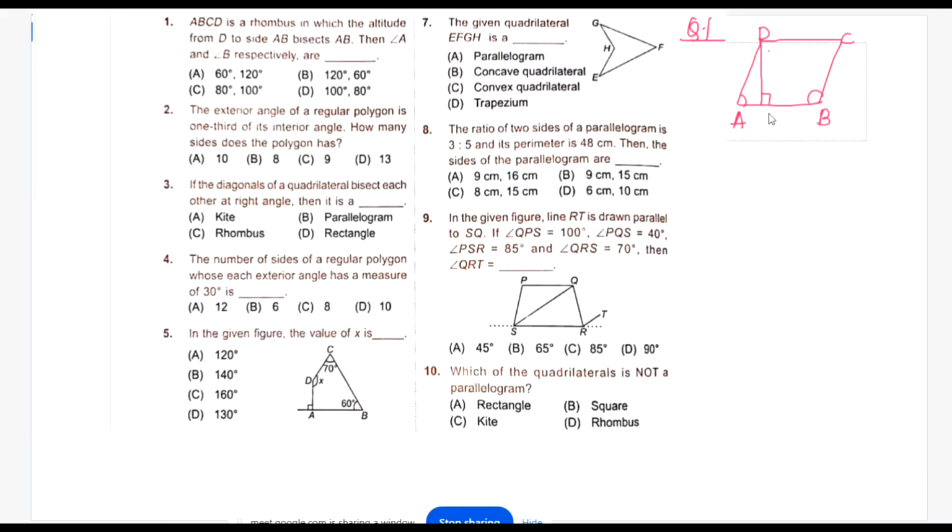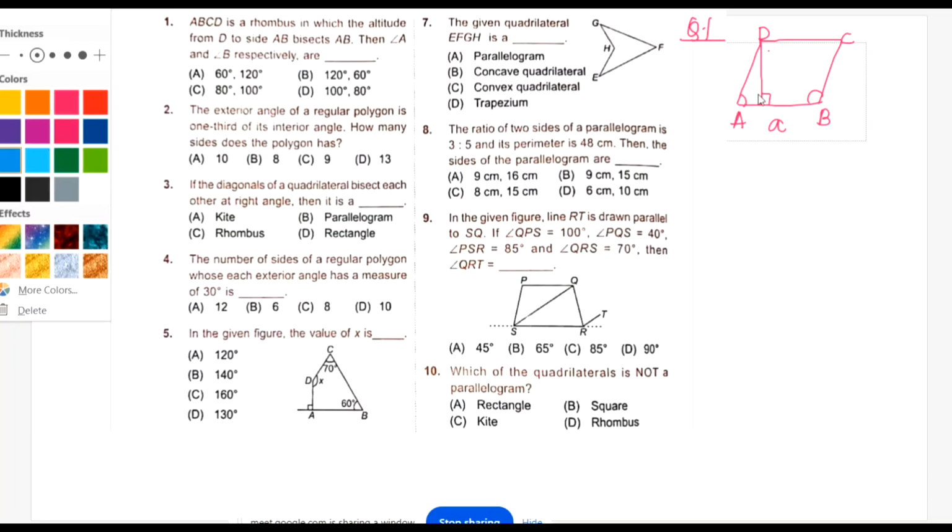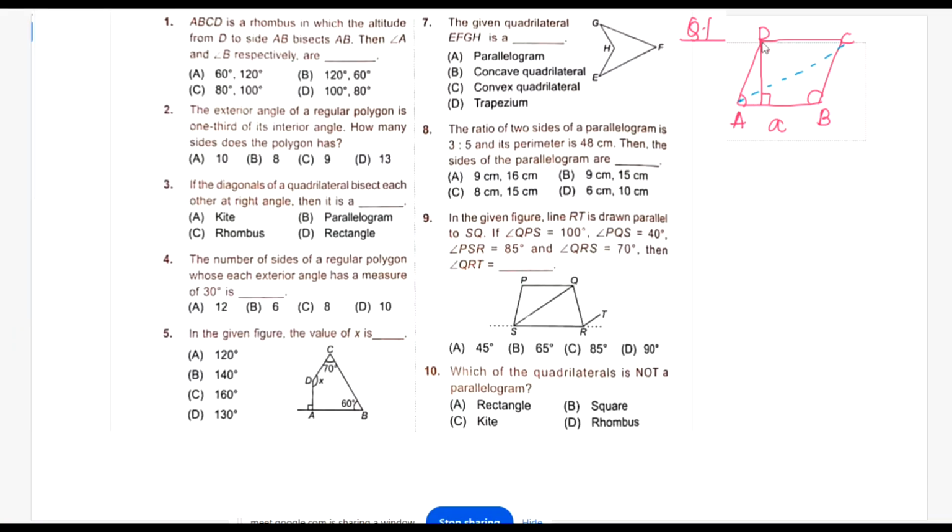Now in this question, let me suppose that AB is A, the value of AB is A. Now in a rhombus, what are the properties? All the sides are equal, and the diagonals bisect each other at 90 degrees. So I will draw the diagonals in another color, and the diagonals bisect each other at 90 degrees. Now when D is drawn as altitude on AB, it lands at the midpoint of AB.